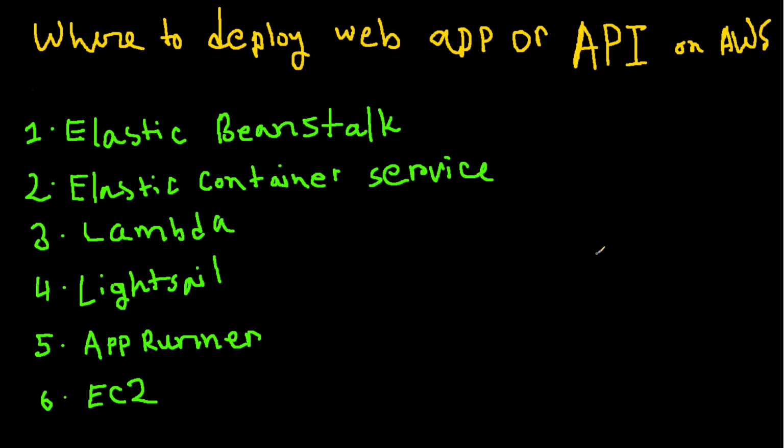And that case is true for web development as well, especially in the case of backend APIs and application servers. So, for example, over here I have listed probably the most common ones that people use when they're deploying their web application or API. We got Elastic Beanstalk, we got Elastic Container Service, also known as ECS. Then we got Lambda, Lightsail, App Runner, and last but not the least, EC2, which is a very, very popular one.